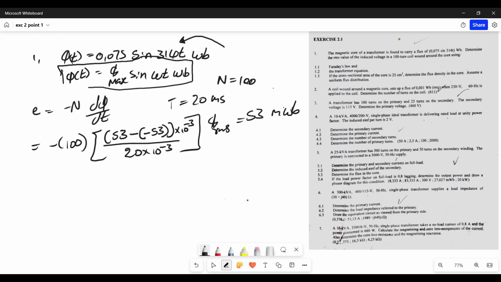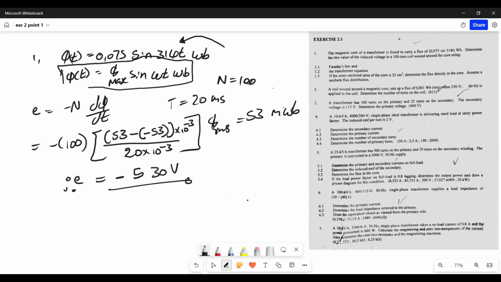Okay, so we get the induced EMF, which is negative, to indicate that it is positive. It has to be negative. Okay, it has to be negative. This is 530 volts. So this is our induced EMF if we use Faraday's law.